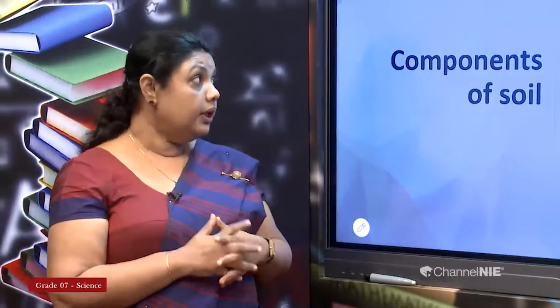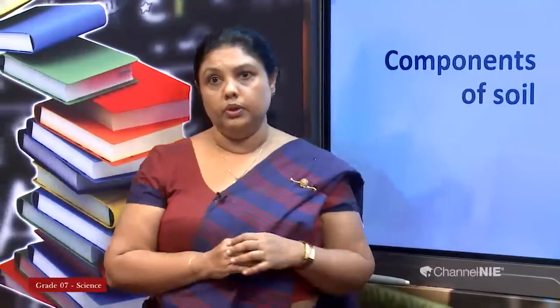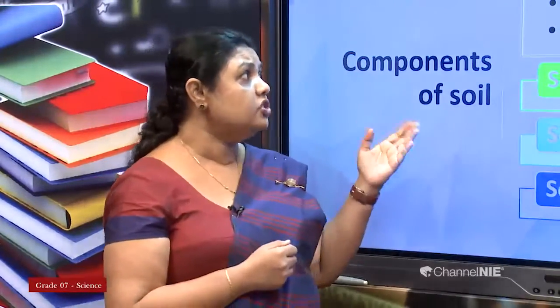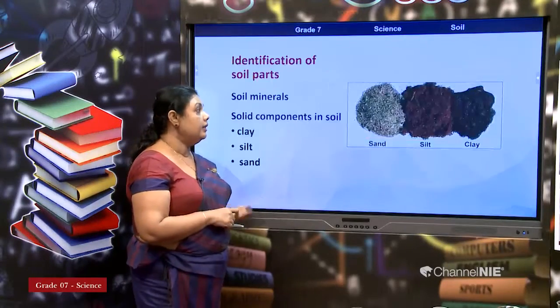Right. When you take these components again, solid components are there. What are solid? It is hard components. These hard components are soil minerals and soil organic matter. We already learned what organic matter is. Soil minerals. Air, of course, you know what air is. Air in soil is called soil air. Water. Water in soil is soil water. Soil organisms are there. Microorganisms and big organisms are in this.